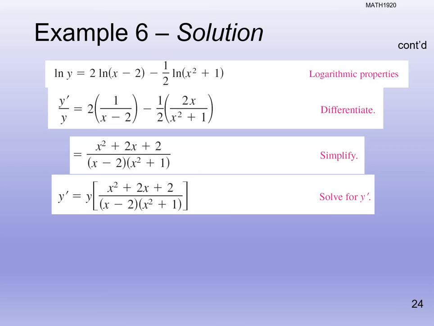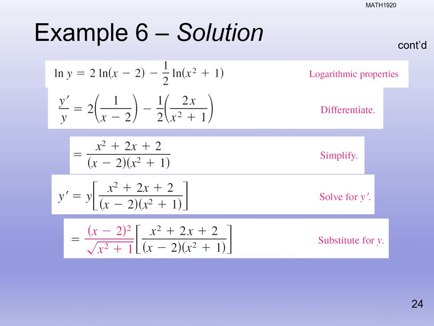Next, we're going to solve for y prime because we're differentiating, right? So that means I have to multiply both sides of the equation by y. Now, y is what we originally started with, so that comes back into play here. Y is the original function, so I'm going to replace the letter y with the original function, which is x minus 2 quantity squared over the square root of x squared plus 1. Okay, so I can simplify. Notice now I have an x minus 2 in the numerator and an x minus 2 in the denominator. One of those will cancel in the numerator, and the one in the denominator will cancel.